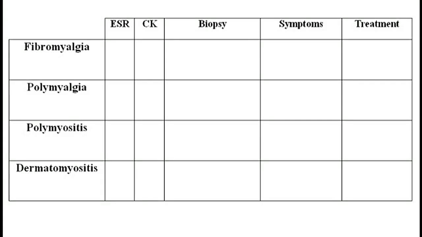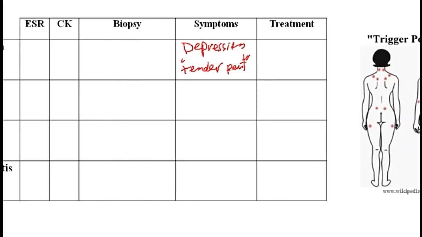In this video, I will go over the lab presentations, clinical symptoms, as well as the treatment options for fibromyalgia, polymyalgia, polymyositis, and dermatomyositis. So fibromyalgia is a disease that is generally associated with depression. And these patients present with tender points. So generally, other than having depression and tender points, there is nothing wrong with them.